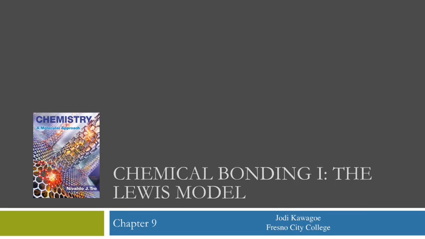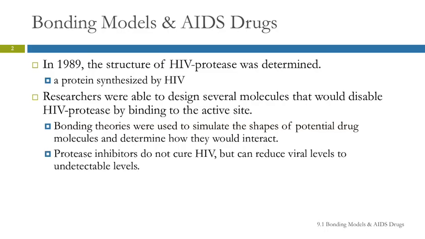Okay, Chapter 9. Chemical bonding 1. There will be a chemical bonding 2 as well. In this chapter, we're going to go over the Lewis model for chemical bonding. A little bit of backstory.